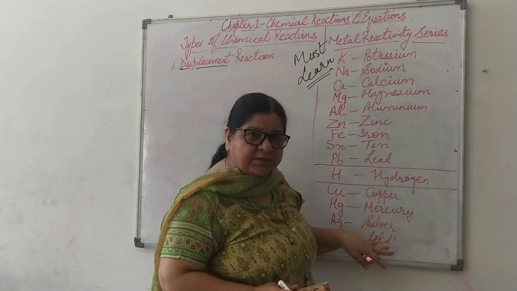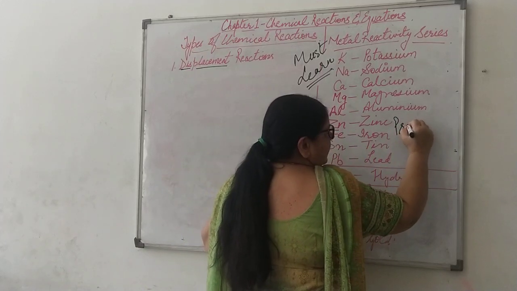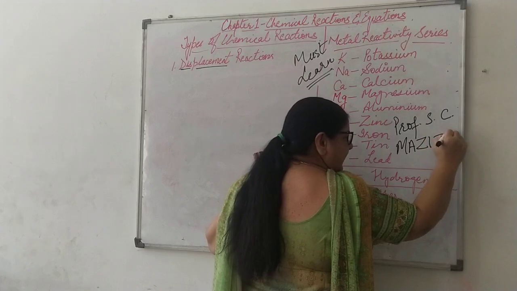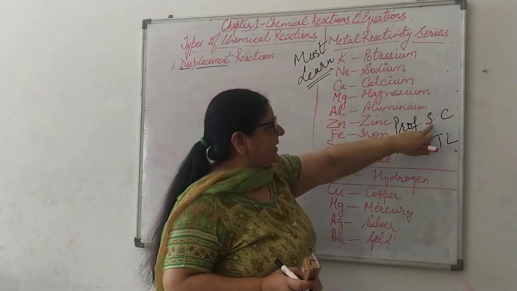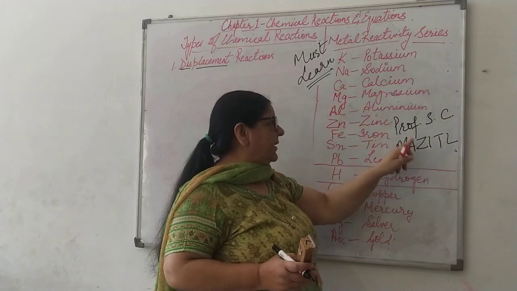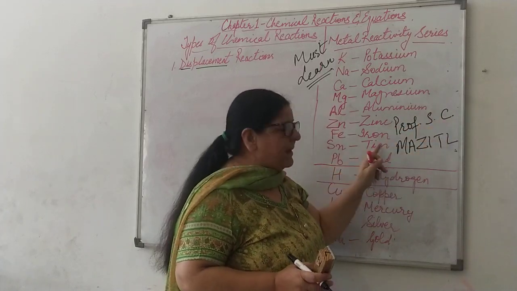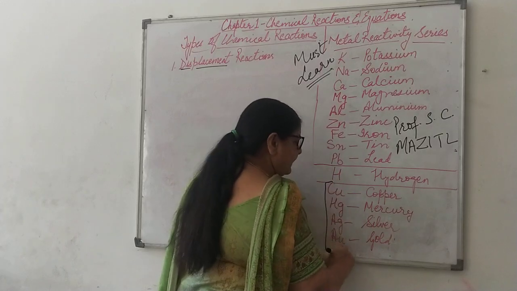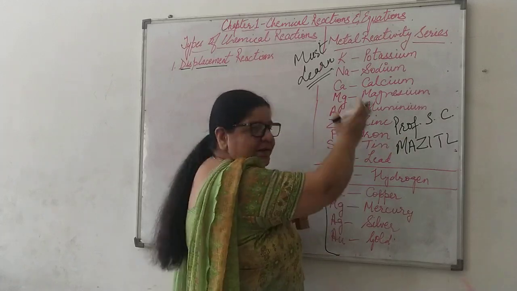So you have to learn this series, and a very easy way of learning this is just remember this name, Professor S.C. Mazetel. Professor, that is P for potassium. Then S for sodium, C for calcium, M stands for magnesium, aluminium, then comes zinc, iron, tin and lead. So if you remember this name, you can learn it very easily. Then comes copper, mercury, silver and gold. So to know the displacement reaction, you have to first learn this.